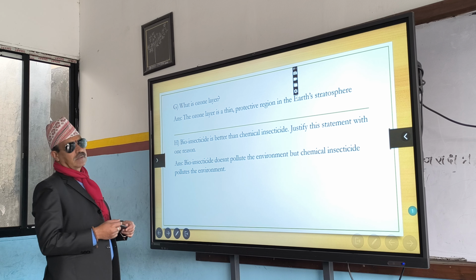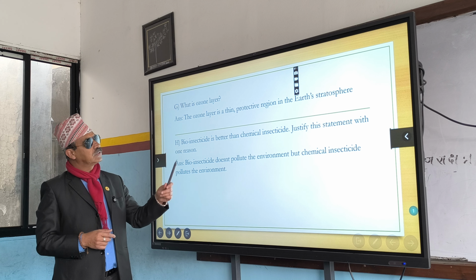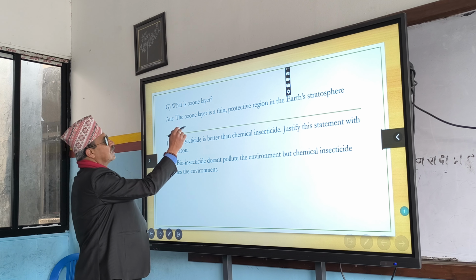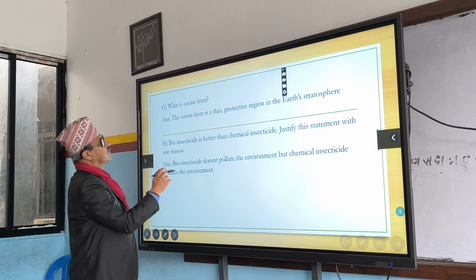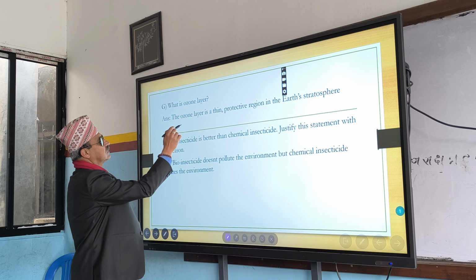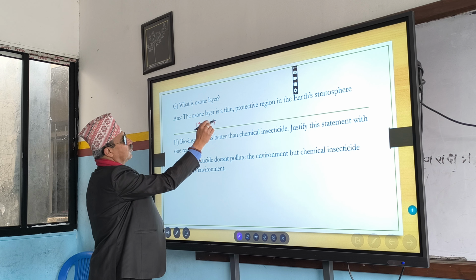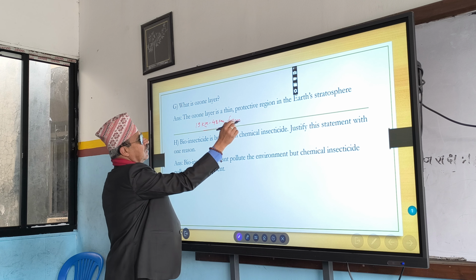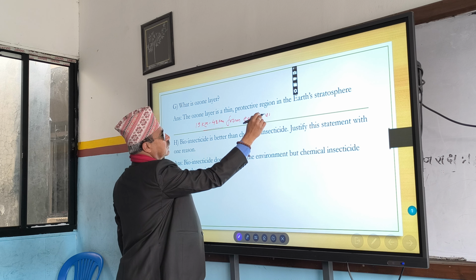What is the ozone layer? Thin protective region in the Earth's stratosphere, which lies between 19 kilometer to 48 kilometer from the Earth's surface.